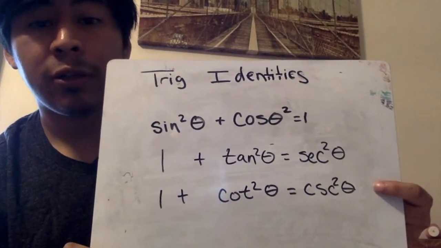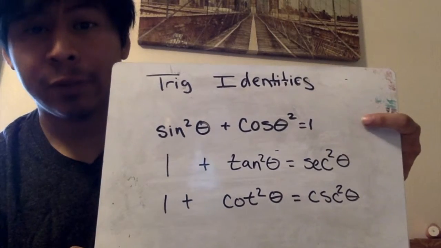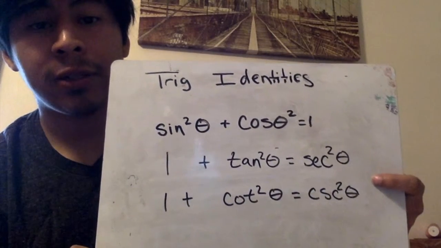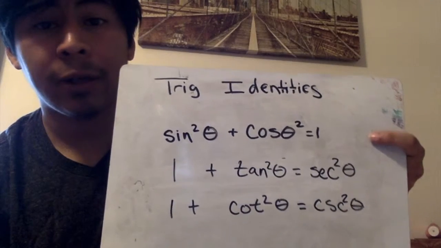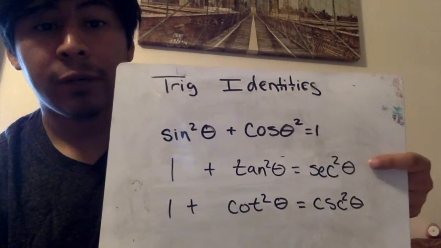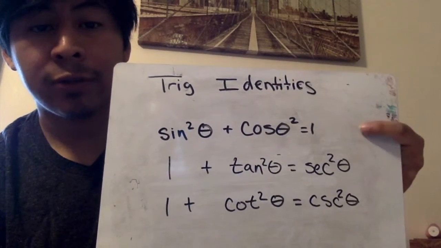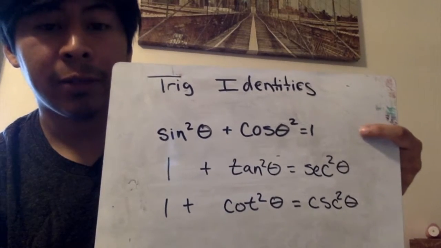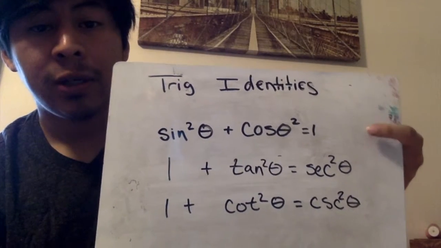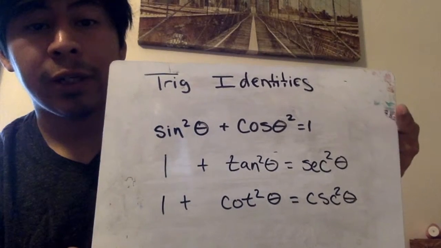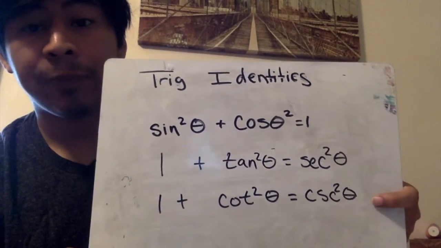These two right here are kind of derived from this one up here. If you don't know how to get to these two, but you know this one by heart, well then you're pretty set. For this one, you take this original equation and then divide everything by cosine to get this one. For this bottom one right here, you divide by sine to get that one, and I will show you real quick.